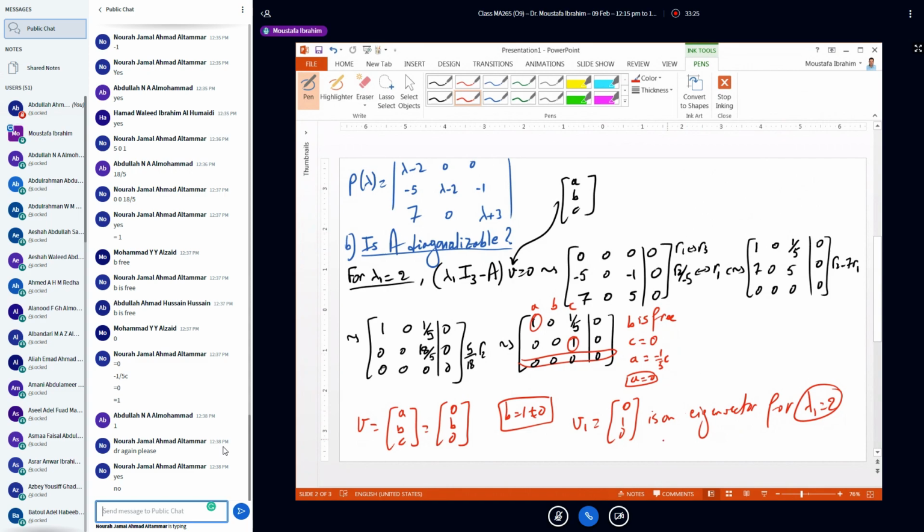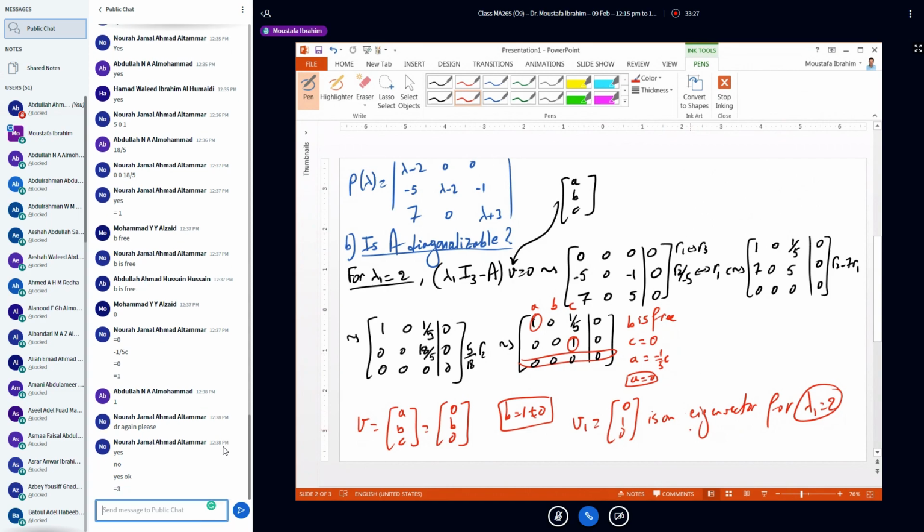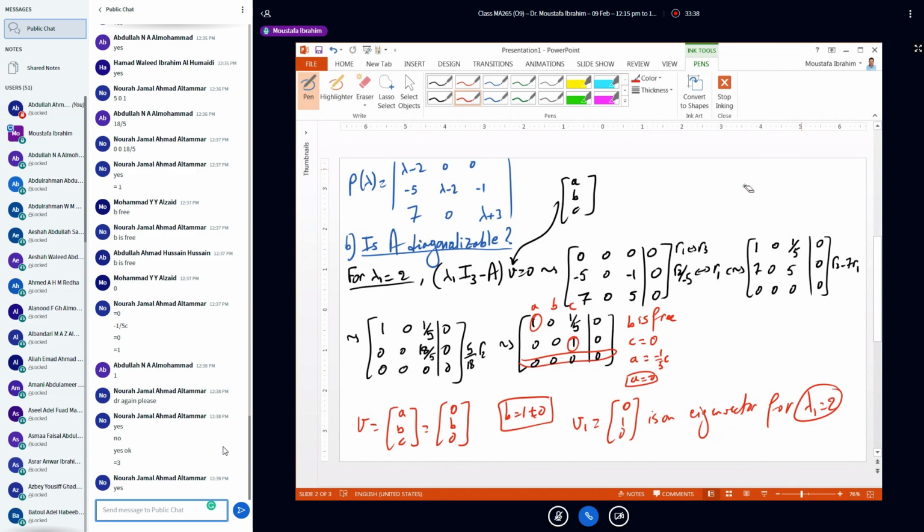To be diagonalizable, the number of eigenvectors must equal the multiplicity. Here we get only 1. We need 2 because the multiplicity of 2 was 2. Remember? Lambda minus 2 squared. It was 2 here. For that we use multiplicity.